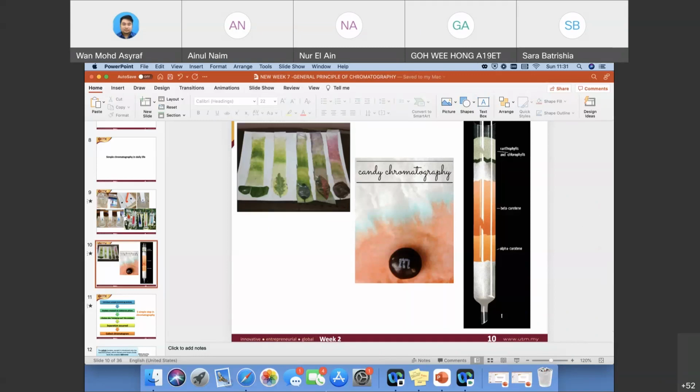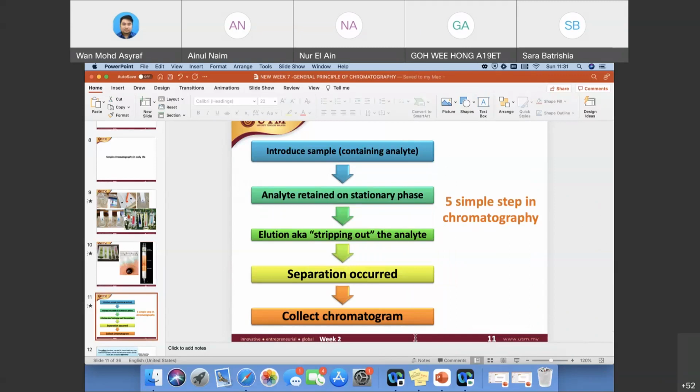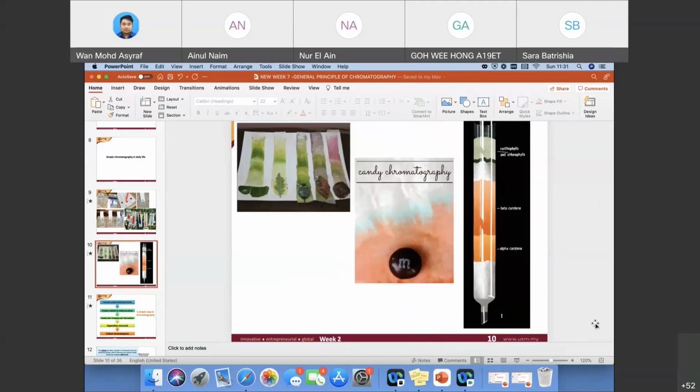Yes, doctor. All right, good. Okay, and then the fourth step is the separation occurred, and then lastly you collect the chromatogram. Based on this, this is what we call column chromatography. Column chromatography, but you are using instruments which have the same principle here.